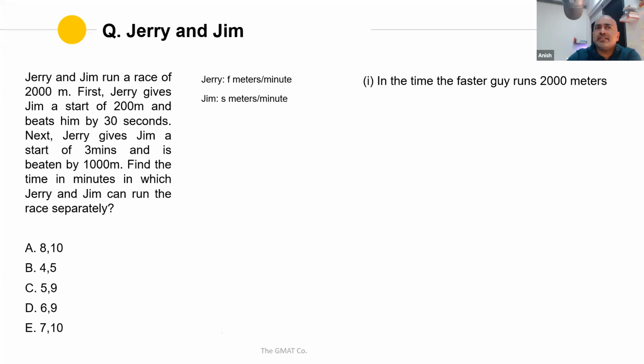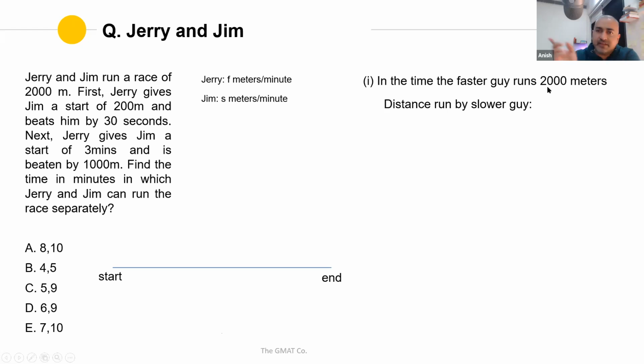I'm thinking, in the time the faster guy runs the 2,000 meters, the entire race, in that much time, how much distance does the slower guy run? How can we figure this out? Now, let's understand. Let's say this is the entire track, 2,000 meters, right? Start and finish. How much distance was run by the slower guy in the time that the faster guy finished the entire race?